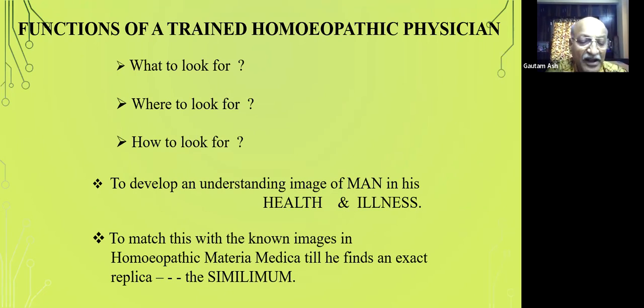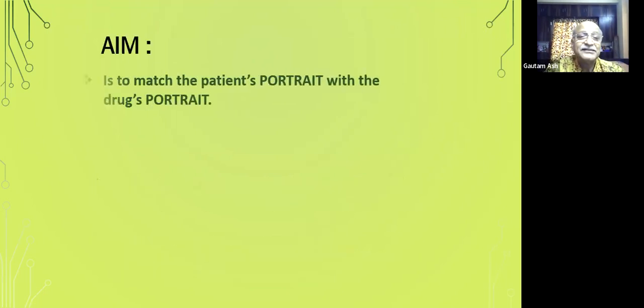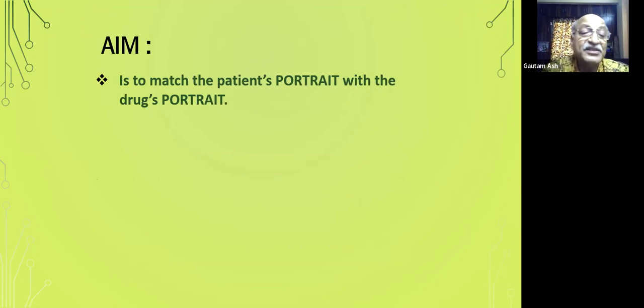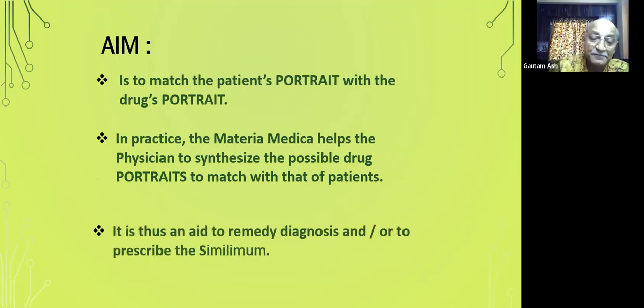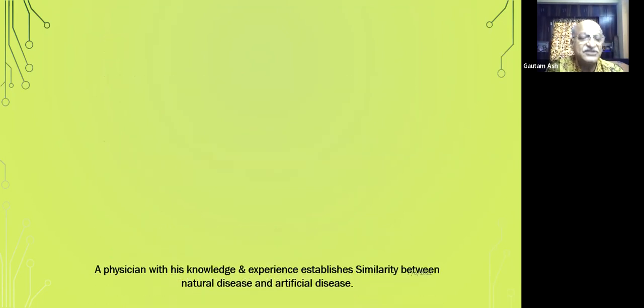Just now, what we showed earlier, the exact simillimum. What is the aim for that? The aim is to match the patient's portrait with the drug's portrait. That is the therapeutics, maybe in case of the GI or any other system, to match the patient's portrait with the drug's portrait. In practice, the materia medica helps the physician to synthesize the possible drug portraits to match with that of the patient. It is thus an aid to remedy diagnosis and or to prescribe the simillimum. These three are the aims for a trained homeopathic physician.